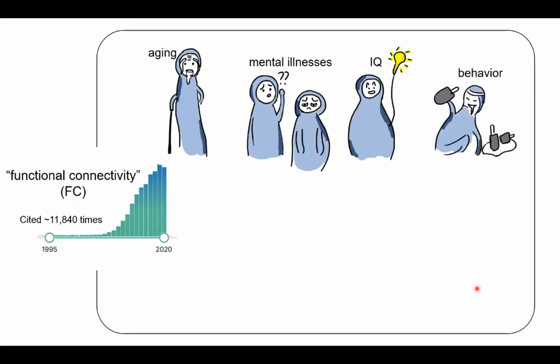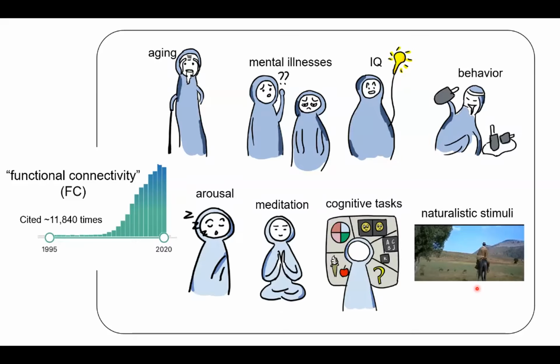So over the years, people have found that this connectivity can correlate with aging, different mental illnesses, intelligence, and all sorts of behavior. Also, connectivity analysis is not limited to resting state conditions. These connectivity structures transcend across sedation and sleep and also different cognitive states.